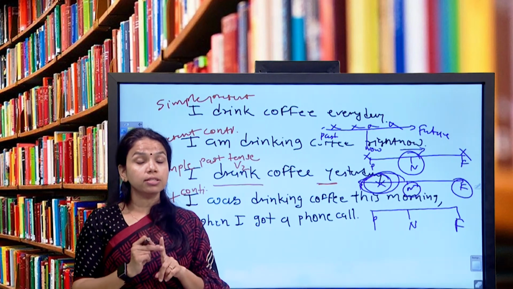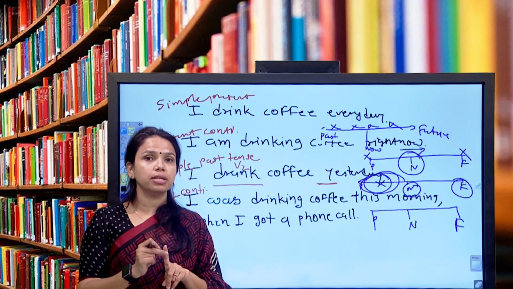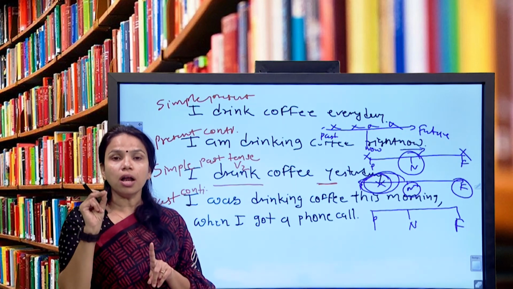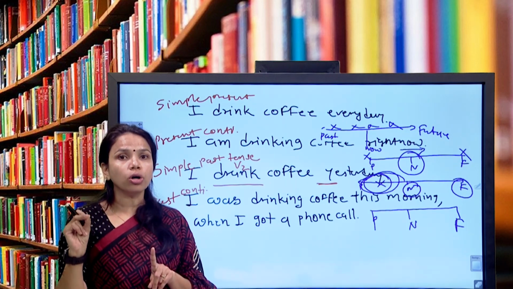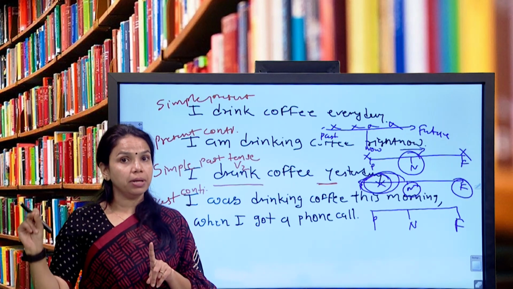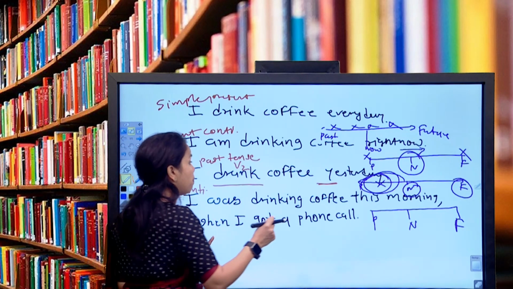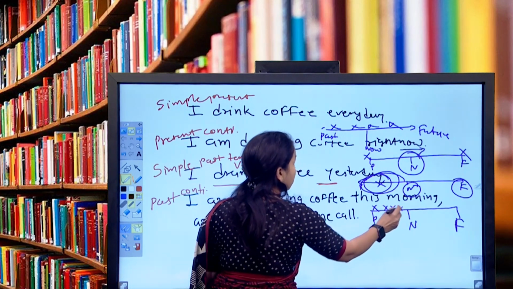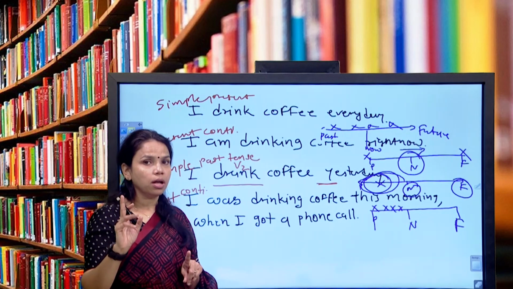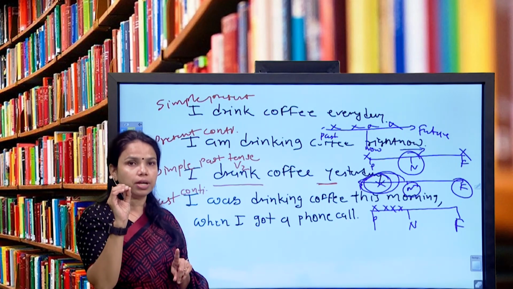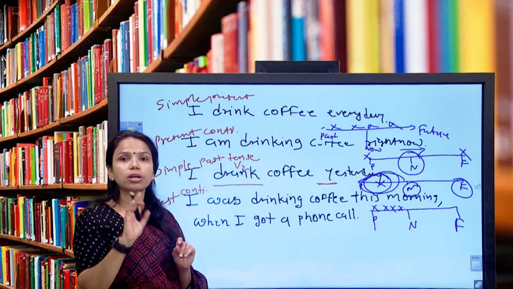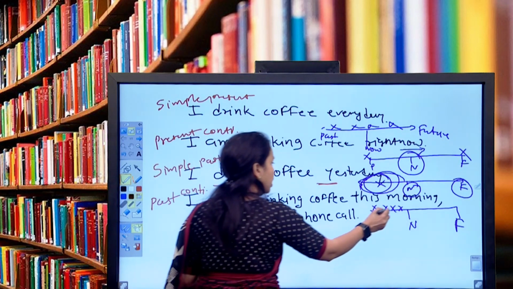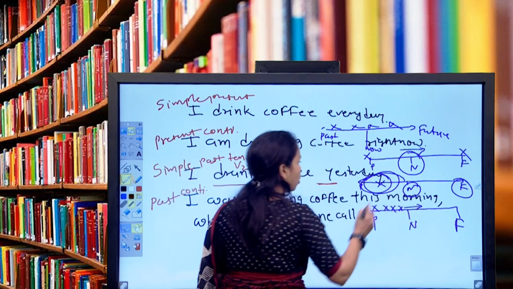But in past continuous tense, I have already mentioned that it is an unfinished and ongoing process. It means it has started in the past. The action started in the past, but it has not stopped. The process of drinking coffee is not completed, it is ongoing, it is unfinished. So, the thing is going on.